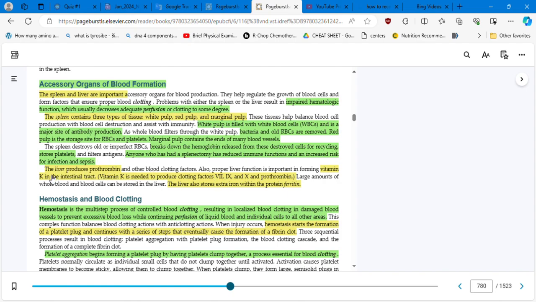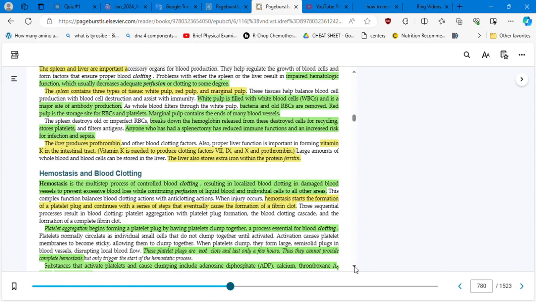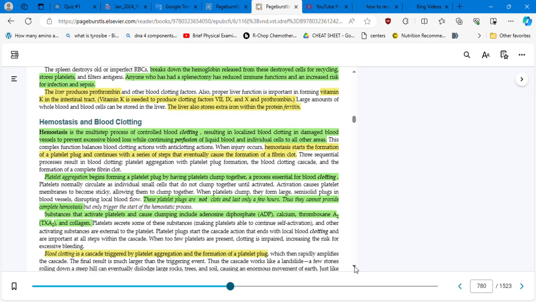So the liver produces prothrombin, okay, prothrombin. And vitamin K from the intestinal tract is needed to produce clotting factors 7, 9, and 10, and prothrombin. The liver also stores extra iron within the protein ferritin. And we're going to see a video in a few minutes about the ferritin, the iron, the transferrin, all these different terms. Hemostasis and blood clotting.